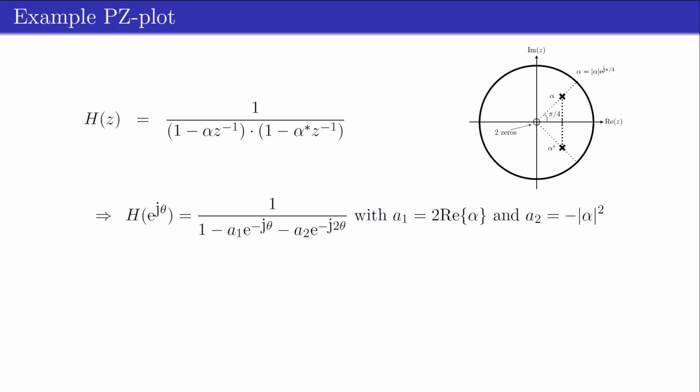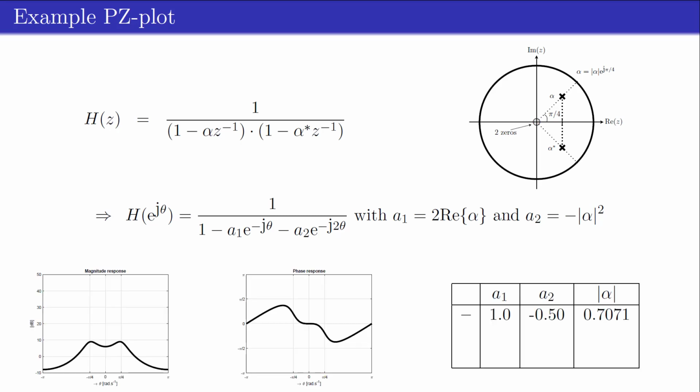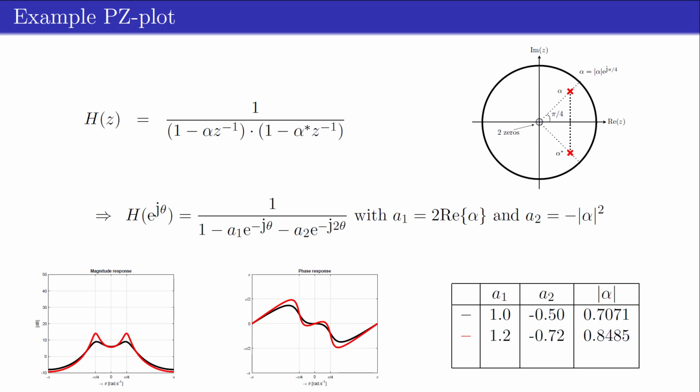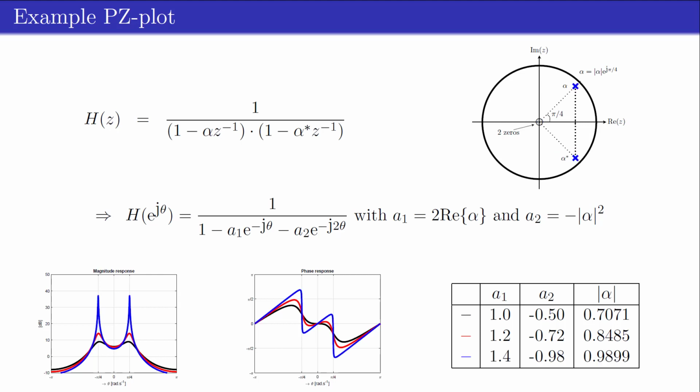Complex conjugated poles imply that the coefficients of the frequency response H(e^{jθ}) are real. The magnitude and phase response plots show the result when the absolute value of α is approximately 0.7. When increasing the absolute value of the parameter α, that is, decreasing the distance of the poles to the unit circle, the peaks in the magnitude response plot at frequencies plus or minus π/4 become higher and sharper, and the phase change at these frequencies increases.